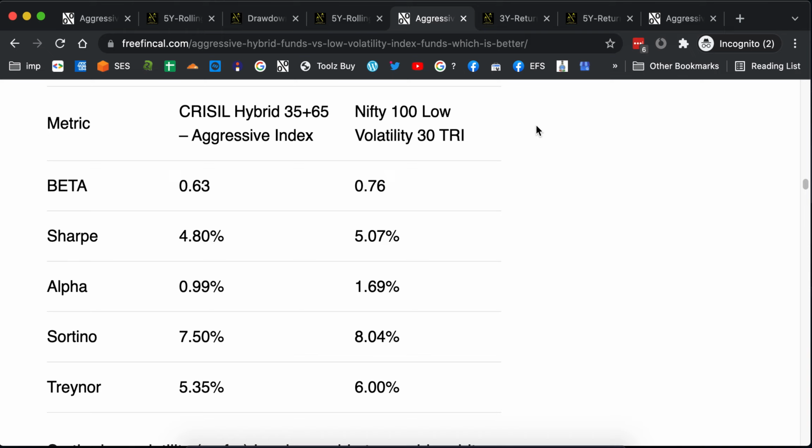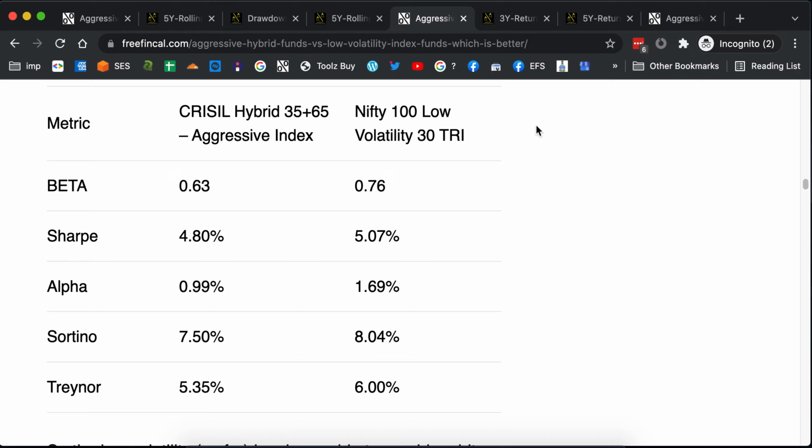So this I have measured since January 2011. That's when you have data for the aggressive hybrid index. So for the last 10 years or so, maybe 11 years or so, this is the data. And I don't want to explain to you what the Sharpe, Alpha, Sortino ratio is. I have made videos on this and other articles, you can refer to that.